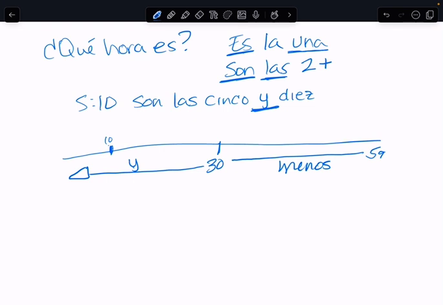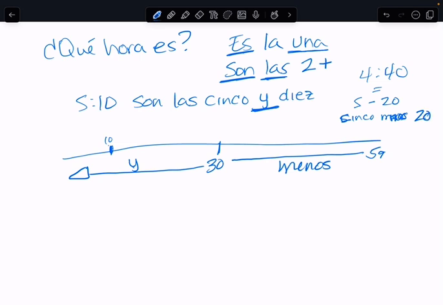So that means if it is 4:40, it is actually, and this is in English, it is actually 5 minus 20 minutes, right? So then you would say son las 5 menos 20.